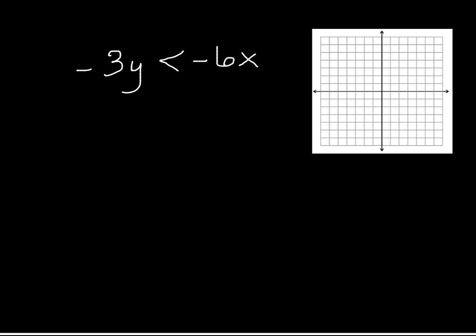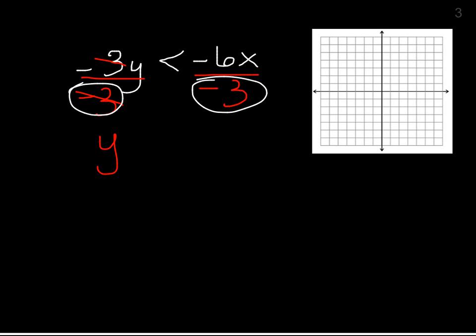Okay, now I do have a y and an x, so I'm not going to have a horizontal or vertical line, but the first thing I need to do is get my y by itself. So I'm going to divide by negative 3 on every term I have, and I only have that term and the x term. Now I am dividing on both sides of the inequality by a negative number, so I'm going to flip my inequality sign around. And negative 6 divided by negative 3 is positive 2, so I'm going to write 2x. So y is greater than 2x.